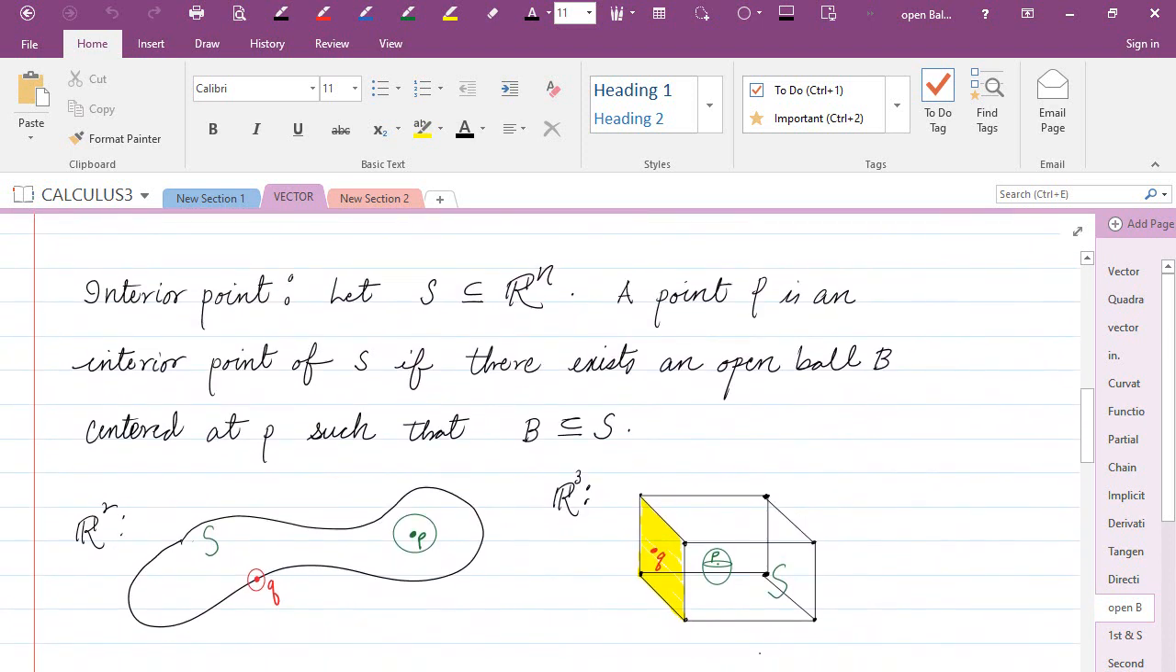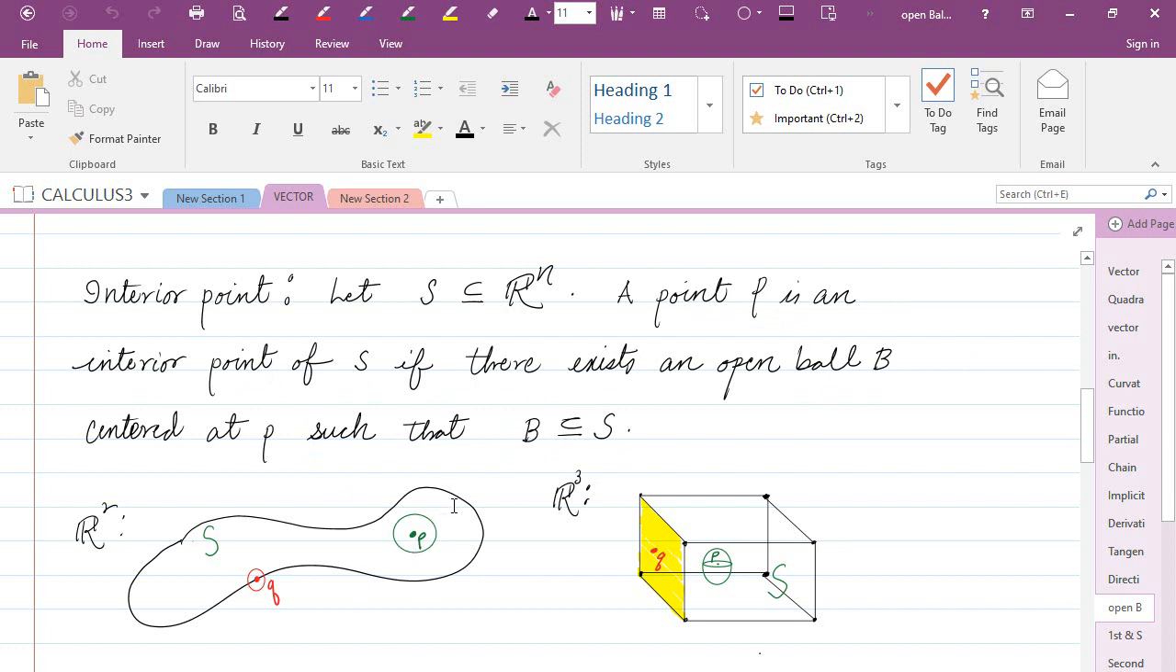Okay, so what's an interior point? What is an interior point of a subset of R to the n? So if I take S a subset of R to the n, we say that P is an interior point of S if there is an open ball B centered at P such that B is completely contained in S.